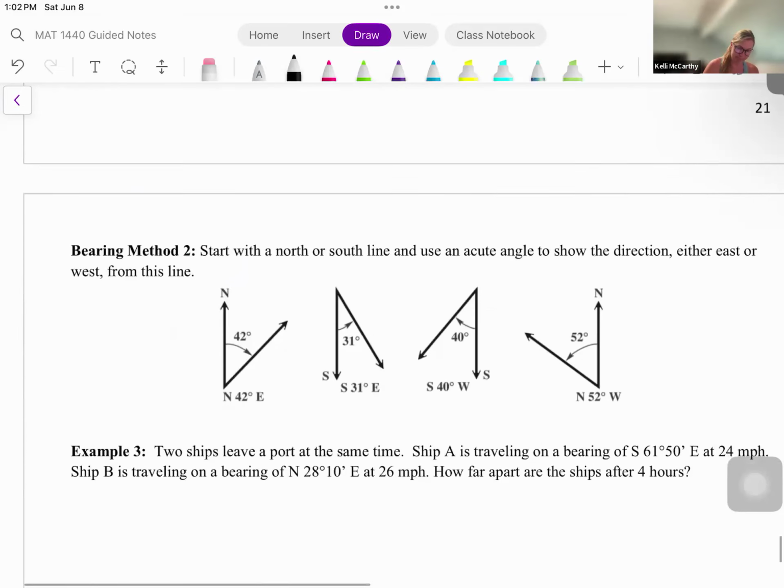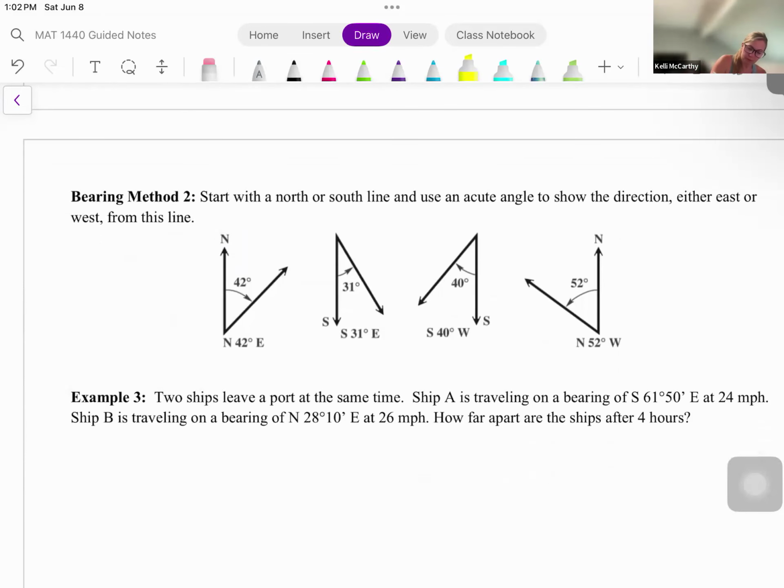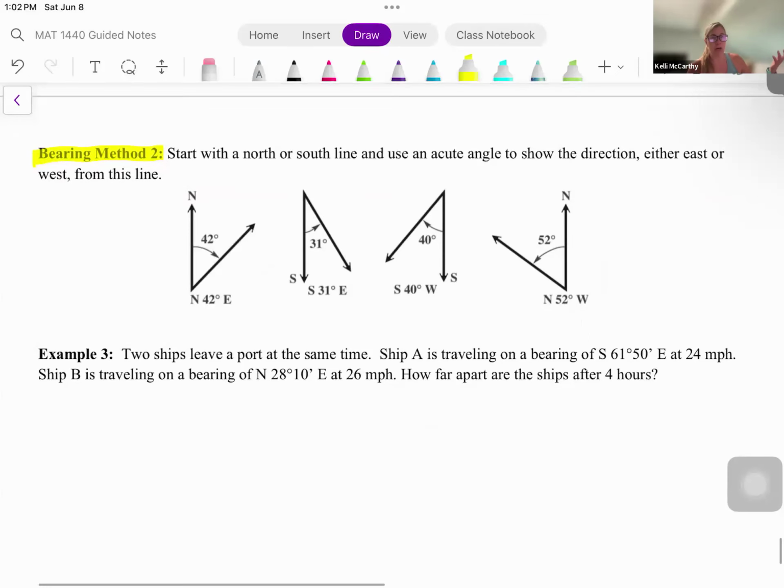Now, the second method for measuring bearings starts with either a north or a south line and then uses an acute angle to show the direction either east or west. So these four pictures illustrate bearings of north 42 degrees east, south 31 degrees east. So again, in this first one, we're starting from that true north and then going 42 degrees to the east, which is to the right.